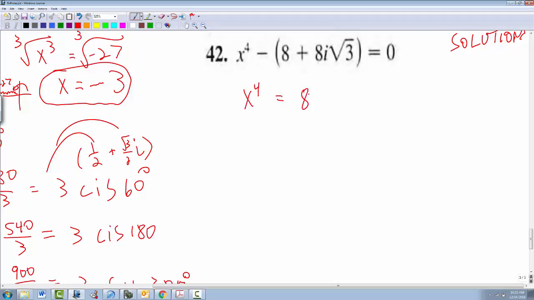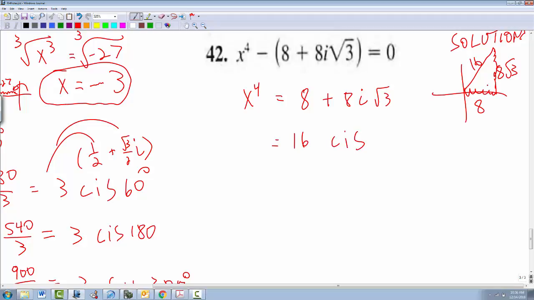Then the next thing is to actually turn this into a cis number. Where do I go for 8? Where do I go for 8 root 3? Up this time, and then you come back. Wait a minute, 8 root 3. I don't even know what this is. 16. This is equal to 16 cis. What's the angle measure? 60.